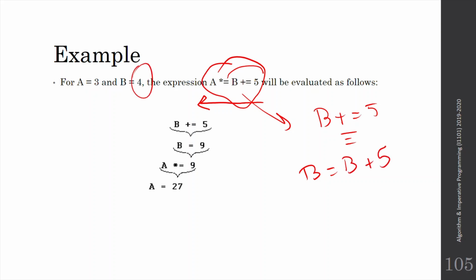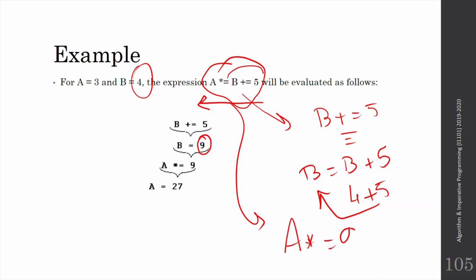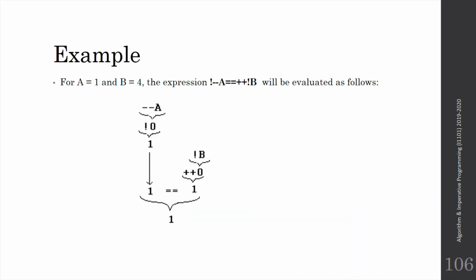In b we have 4, so we have 4 plus 5, so in b we'll have the value 9. Now we have the expression that looks like this: a multiply equal 9. Again, this one is equivalent to a equal a multiplied by 9. In a we have 3. 3 multiplied by 9 is equal to 27, and we assign 27 to a. Now a more complex example, we have this expression. As I've said, let's go back.